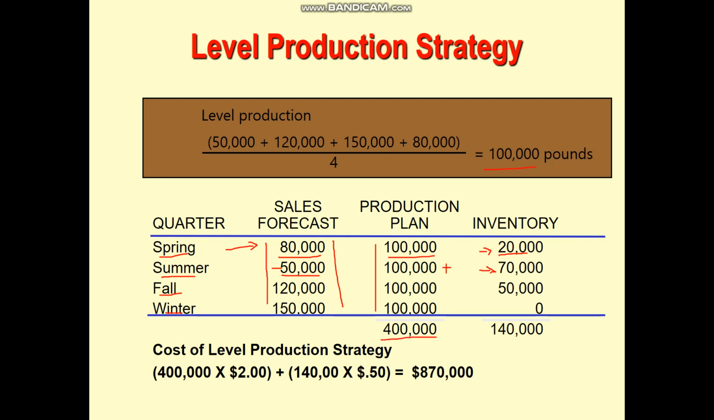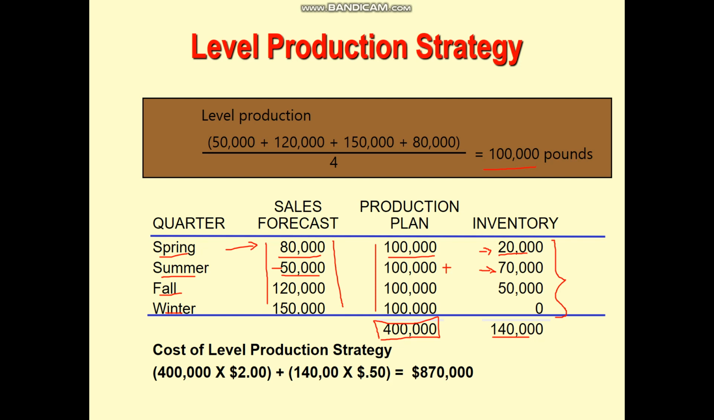And we calculate the total production, the total products that we produce, which is equal to 400,000. We take the sum of this column, and also the total inventory. For the whole time, it is the sum of the 4 inventories in the 4 periods. So you have 140,000.